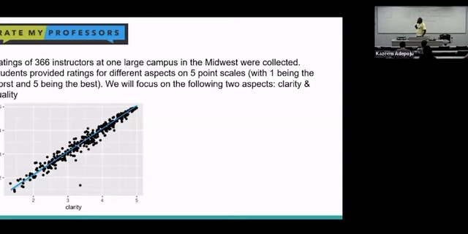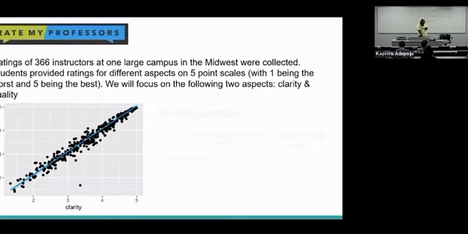The instructors that were rated, I think on one large campus in the Midwest in the United States, are about 366 instructors. So we generated the scatter plot. As you can see, the scatter plot is giving you evidence of a straight line, right?